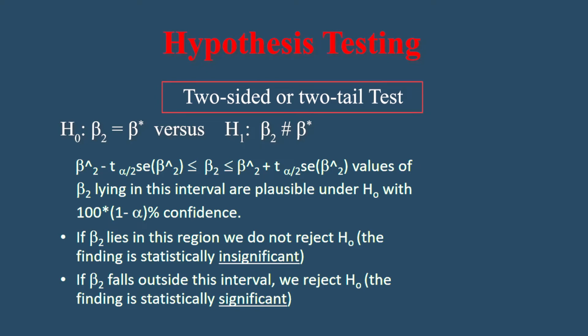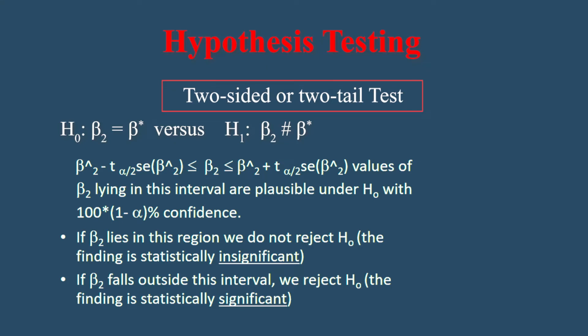It is said that if the beta 2 lies in this region, which means that it is lying within the lower bound and the upper bound, then the finding is statistically insignificant, which means that we are accepting the null hypothesis. But if it is outside this interval, either on the extreme corners, as it is seen less than minus alpha by 2 or more than plus alpha by 2, then the alternative hypothesis is being accepted.